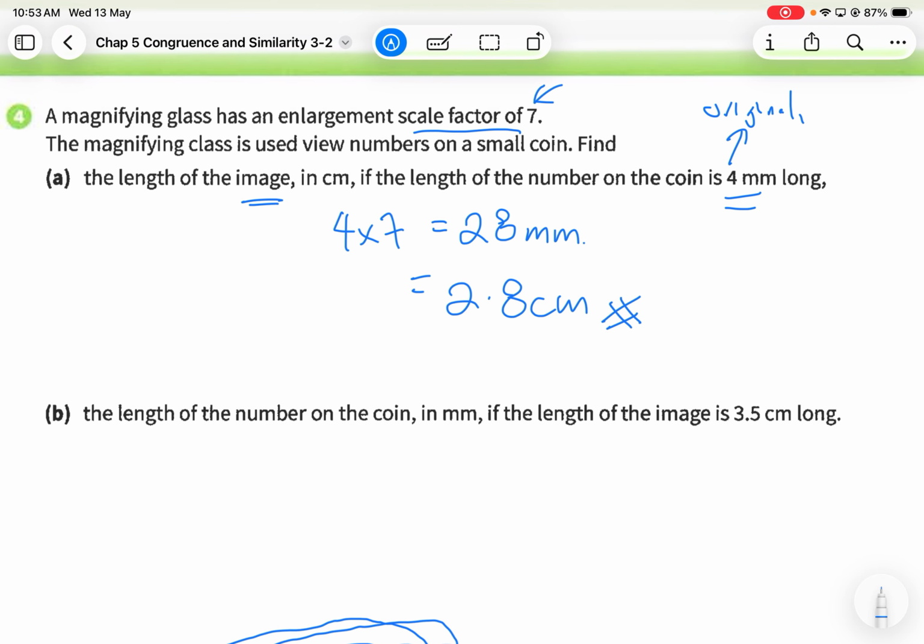Now they tell you the image is 3.5 cm. What's the original? The image is expanded by 7. So now you want the original, you have to divide by 7. If you started with cm, 3.5 cm divided by 7 is 0.5 cm. We never change the unit. But then after that you want to convert to mm, times 10. Then it becomes 5 mm.